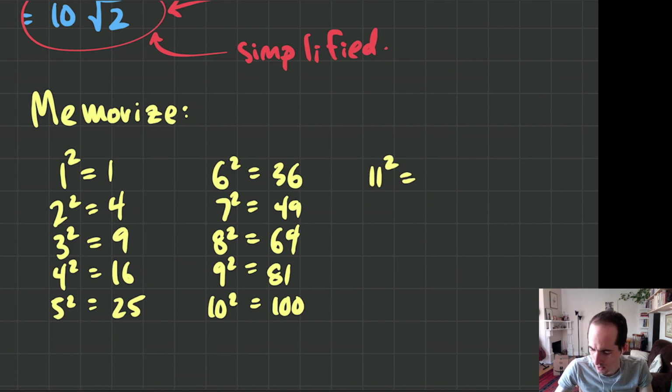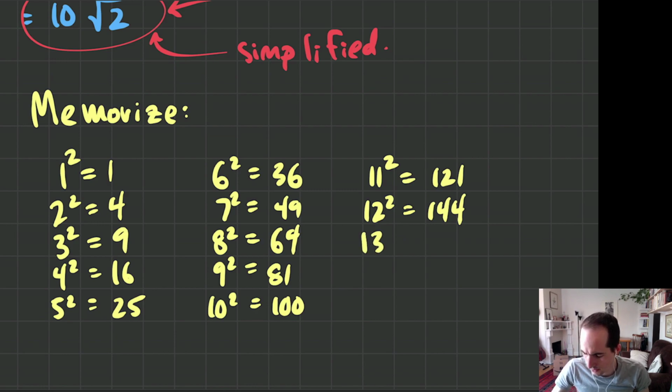11 squared is 121, and 12 squared is 144. We could also do 13 squared, which is 169. And I think at that point that should probably be okay. If you want to go up a little bit higher in terms of what you memorize, you can, but this is kind of your bare bones. This is what I absolutely need you to memorize. We may look at some other values as well. But for today, why don't you take a minute just to memorize these numbers.